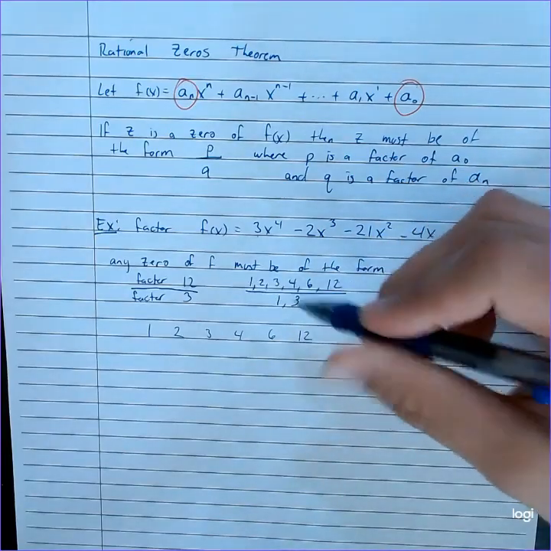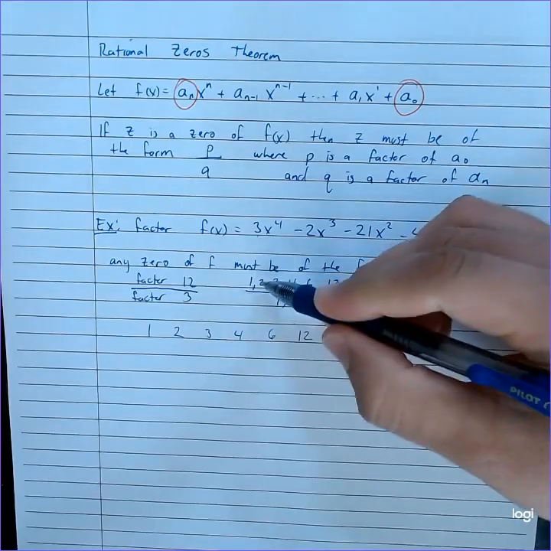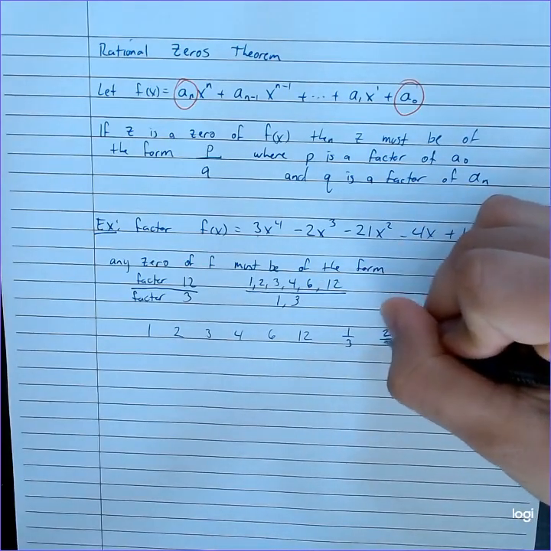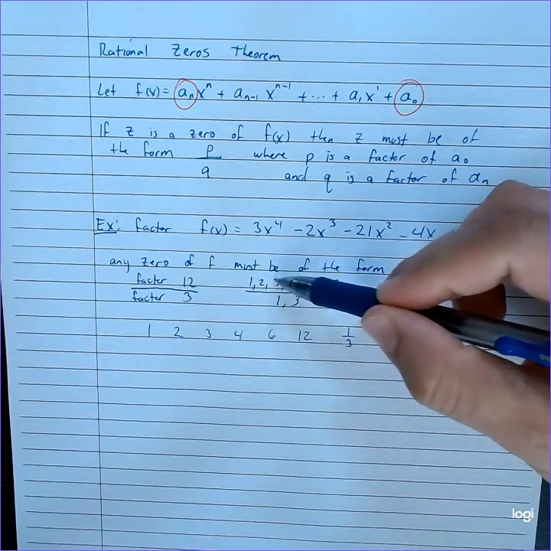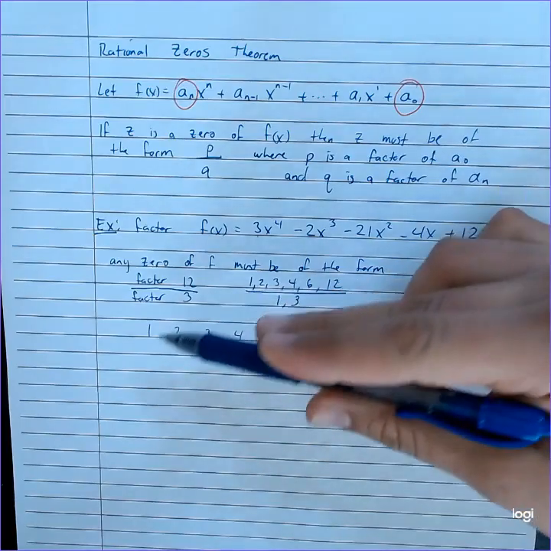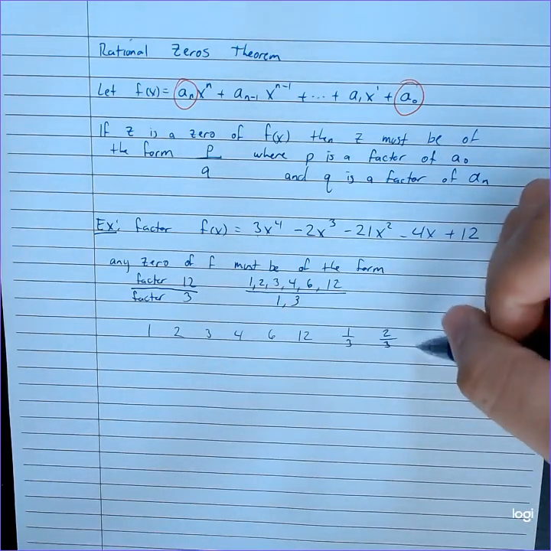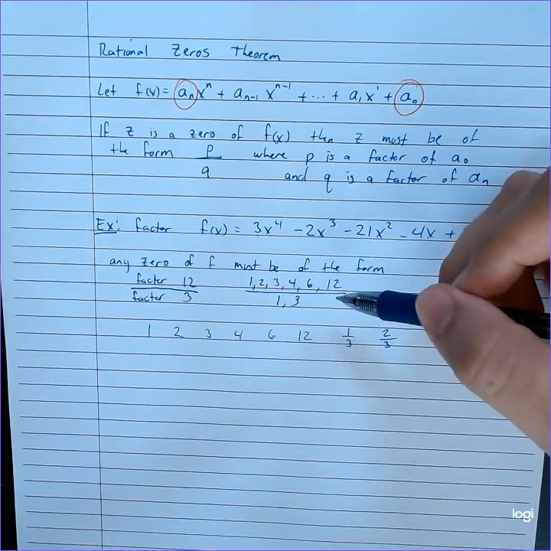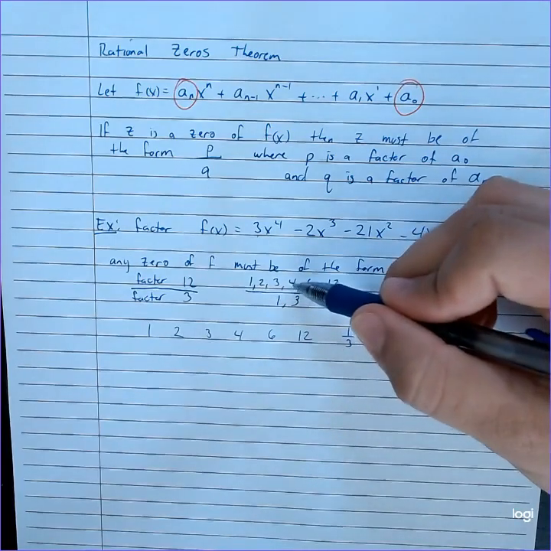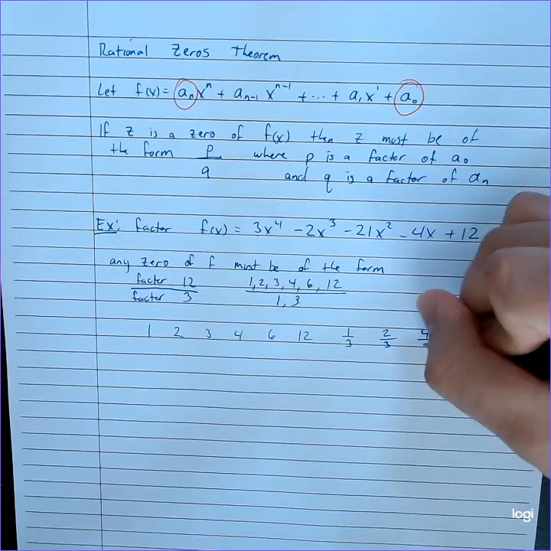All right, so 1 over 3, and 2 over 3. The next one is 3 over 3. But notice 3 over 3 is the number 1, and we already have the number 1. So I'm not going to write that one again. It's not wrong to write it again, it's just a little bit of a waste of time. 4 over 3. Okay, 4 over 3.